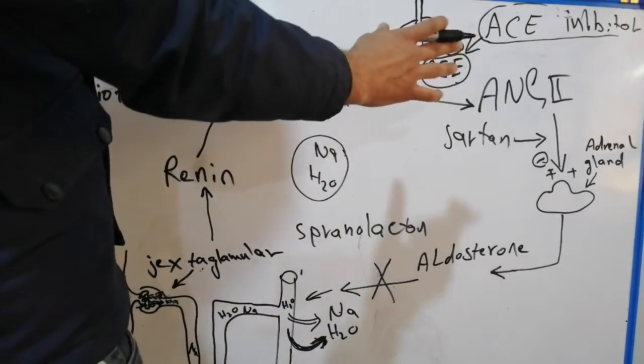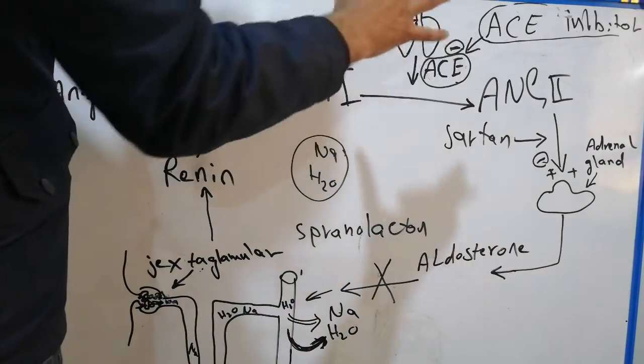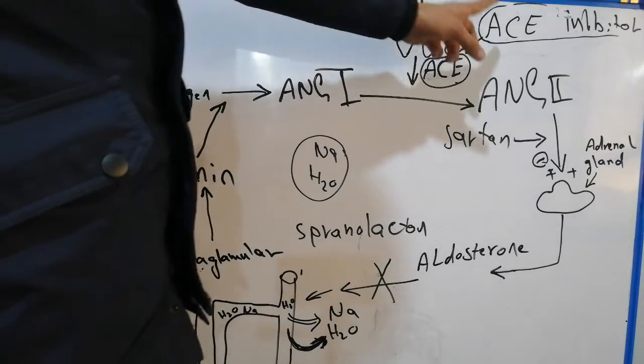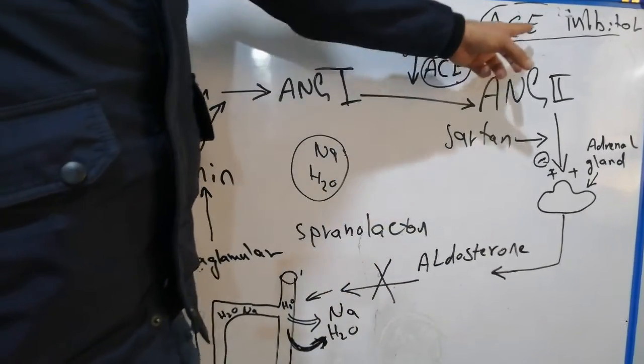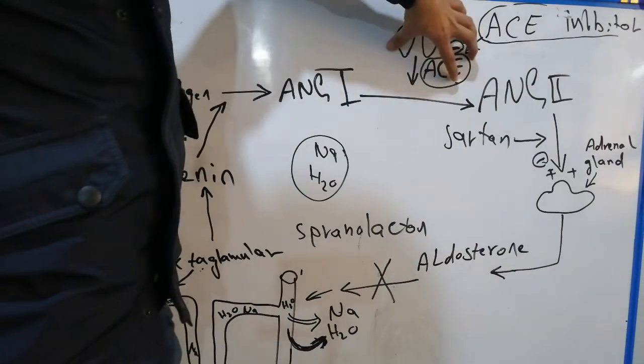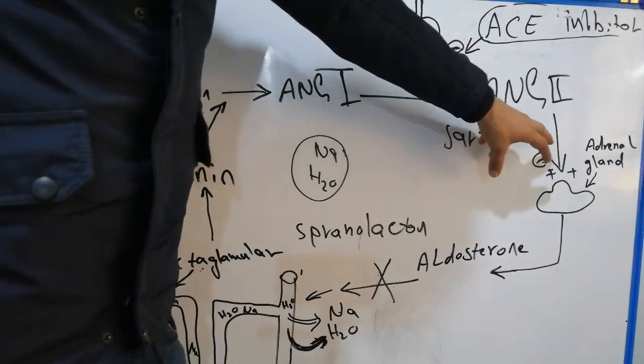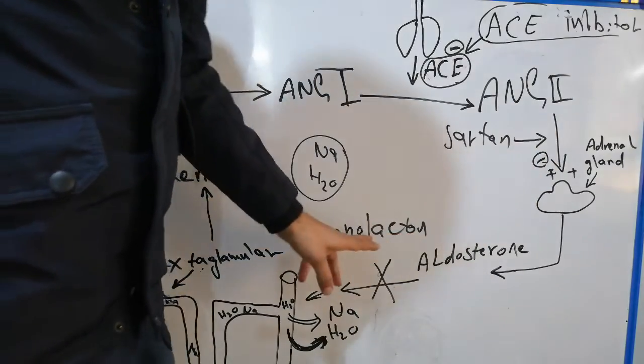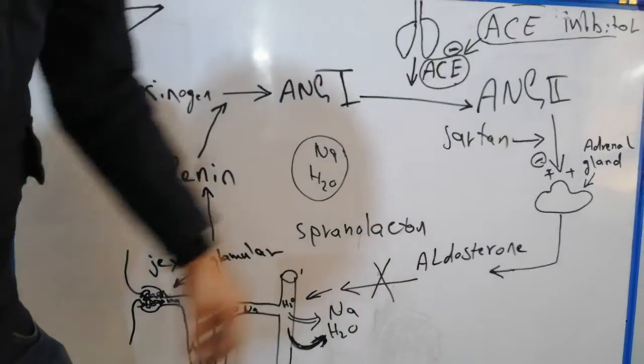So there are some drugs which inhibit this cycle. Angiotensin converting enzyme inhibitor blocks the renin-angiotensin cycle from here, and sartan inhibits from here, and spironolactone blocks the receptors of the aldosterone.